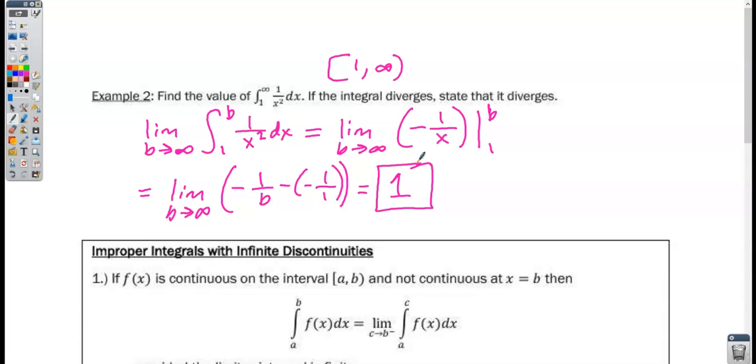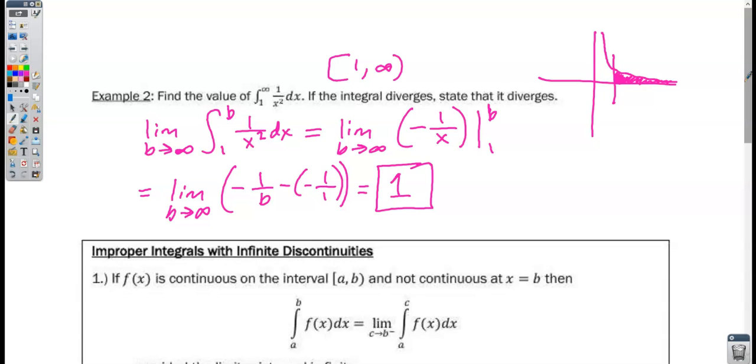Now, if you think about the implication of this for a second, we talked about the relationship between the integral and area. This is saying that if we take the curve y equals 1 over x squared, which looks something like that, and I take the area under that curve from 1 all the way out to infinity, the area underneath that curve is 1. Okay, that's kind of cool.